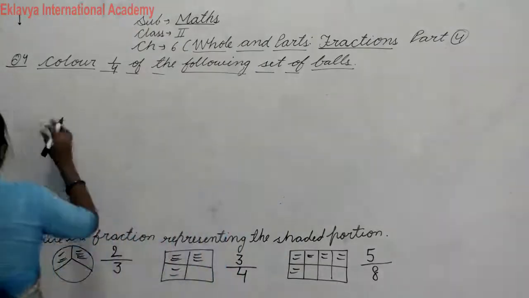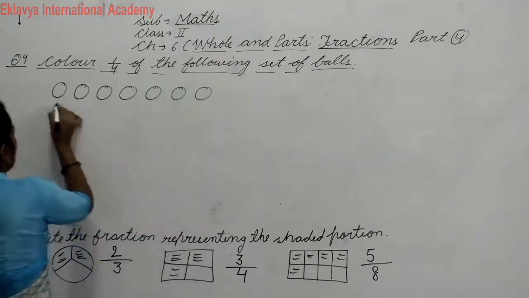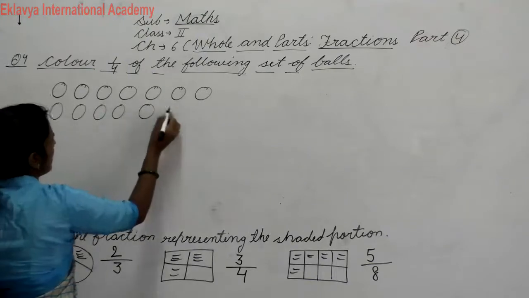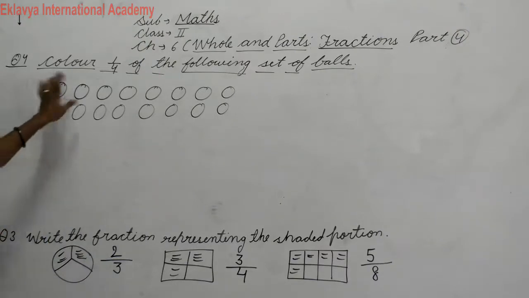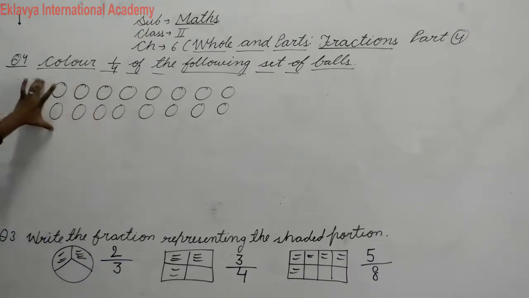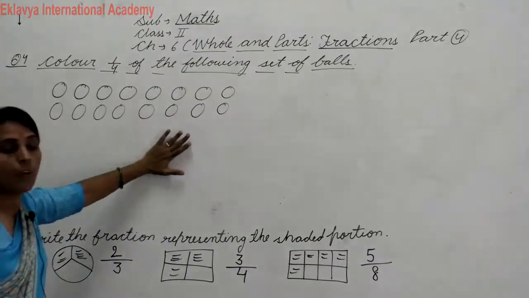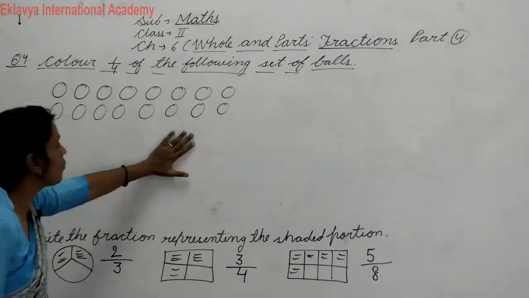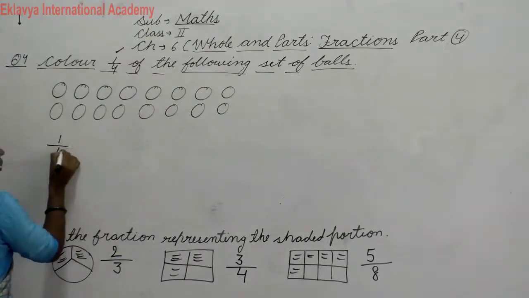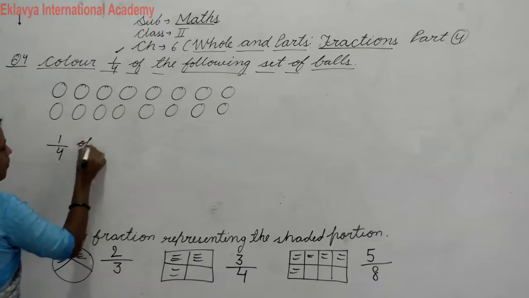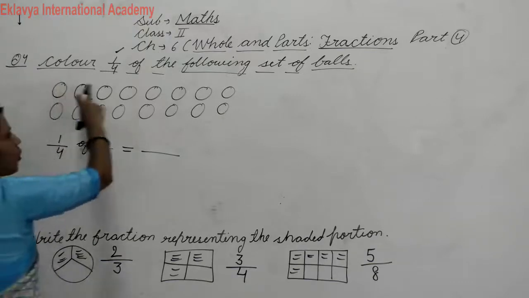Yes beta, I have taken here 1, 2, 3, 4, 5, 6, 7, 8, 9, 10, 11, 12, 15, 16. Yes beta, color 1/4 of those balls I have given here. Within them you have to color 1/4. Got it? So first of all beta you have to write that fraction here. Okay? Now write here "of" and then you have to write here total ball.